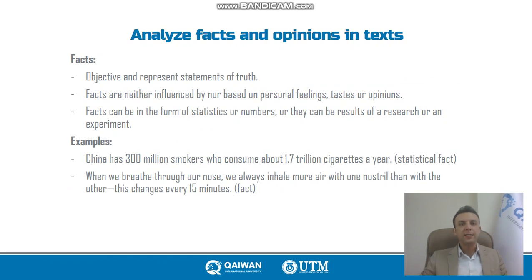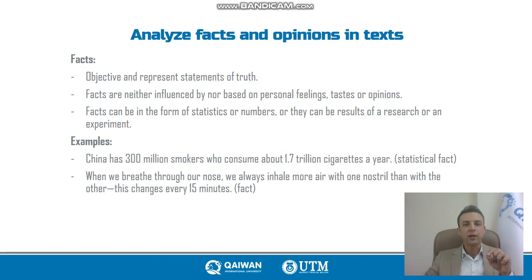Well, analyzing facts and opinions in the text is another part of this unit. First, we need to have a definition for facts. We say facts are objective and they represent statements of truth. We have already discussed what we mean by objective and subjective. Very generally, when we say something is objective, it means this is a fact. This has already been proved. We don't need to argue about that.